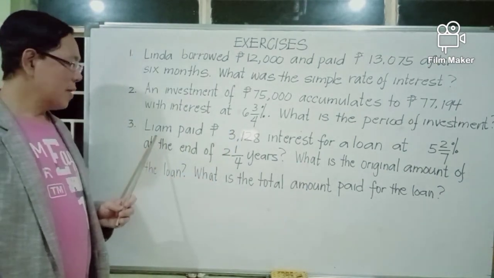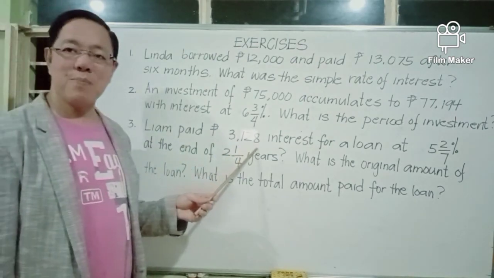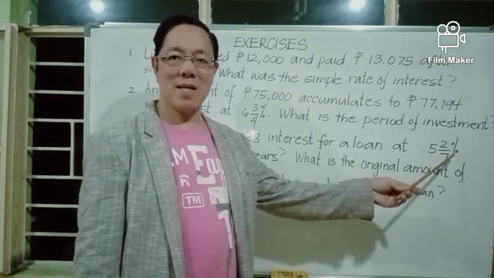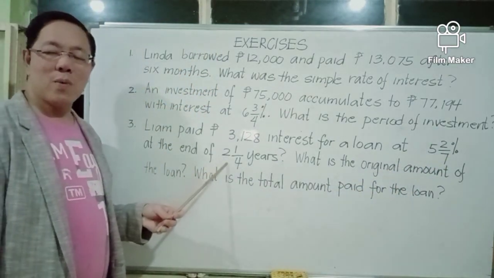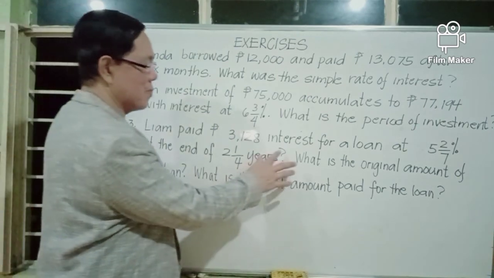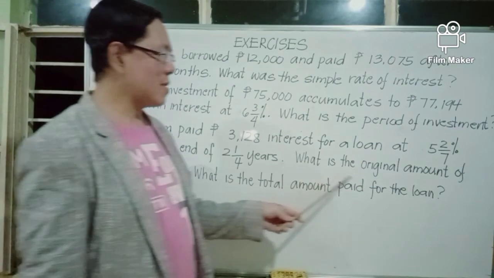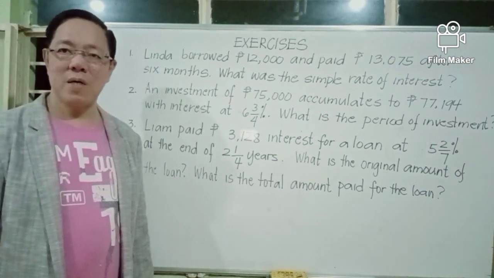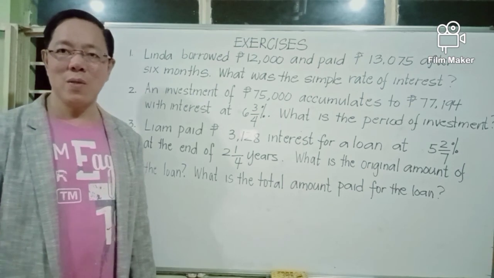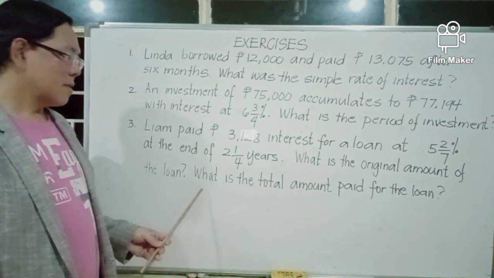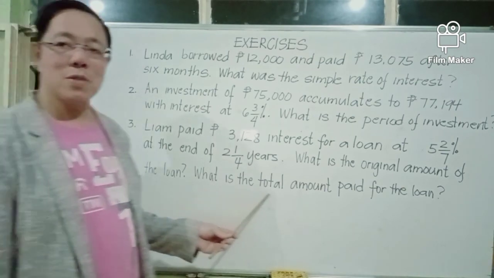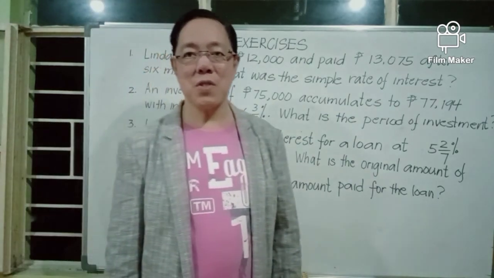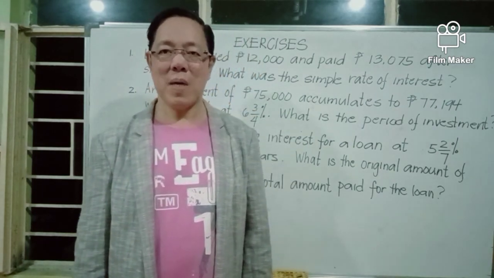And number three, Liam paid 3,128 pesos interest for a loan at 5 2/7% at the end of 2 1/4 years. What is the original amount of the loan? And the original amount of the loan is the same as the original amount borrowed, and it's denoted by P for principal. The second question for problem number three is, what is the total amount paid for the loan? And the total amount paid is the sum of the original amount borrowed plus the amount of interest paid.